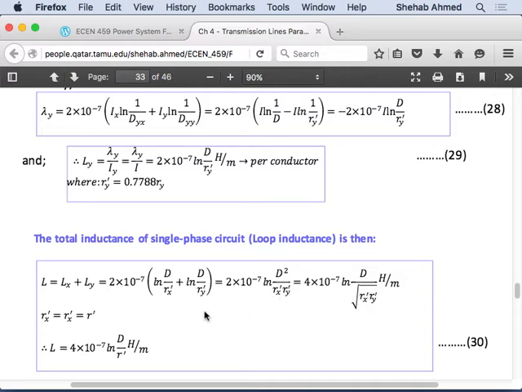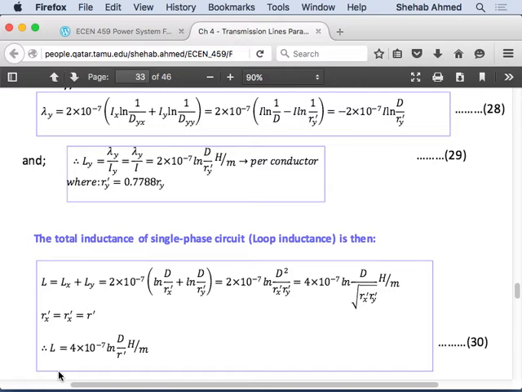Simplified. If Rx prime is equal to Ry prime, which is equal to R, then I can simplify this even further, and the R squared goes out of the square root as R prime here, right? So this is now the inductance of my single phase transmission system.